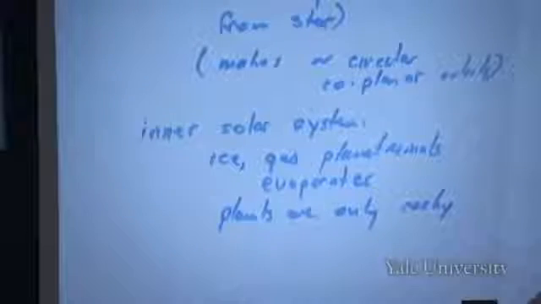And there is an expected difference between how this works out in the inner parts of the solar system and how it works out in the outer parts of the solar system. In the inner solar system, the ice and gas in the planetesimals evaporates and does not become part of the planet that gets formed. And so the planets are only the rocky parts. They actually hold on to a little bit of the ice and gas, but not very much.